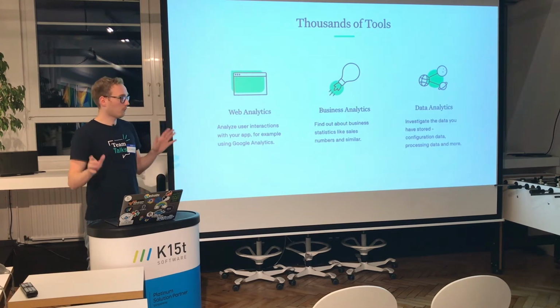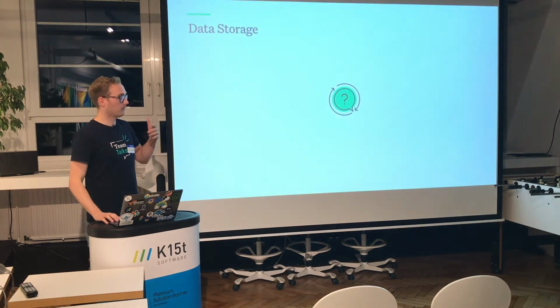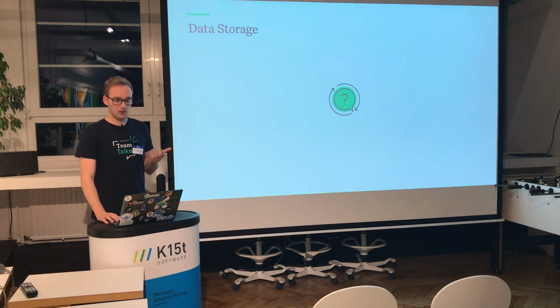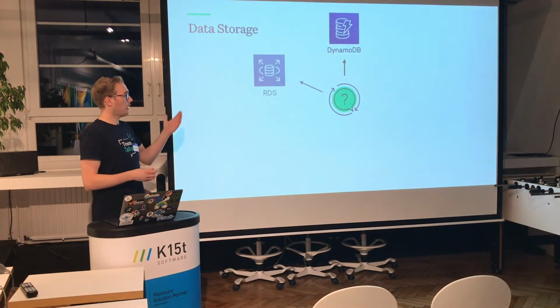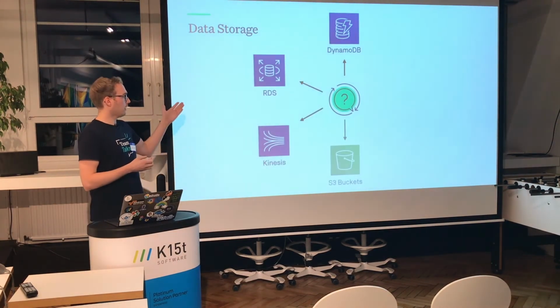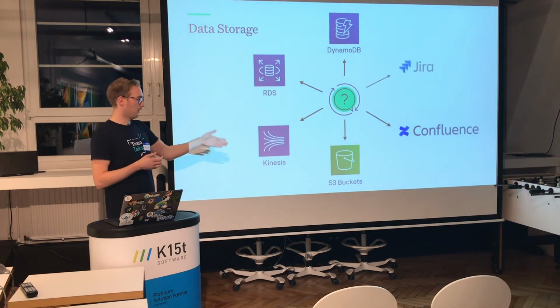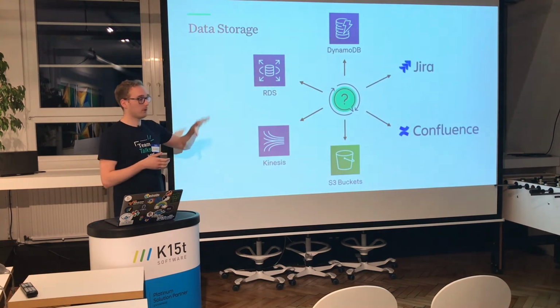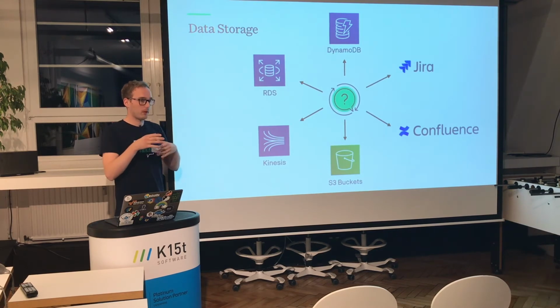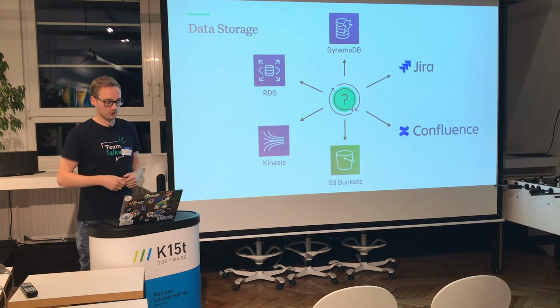And somewhere can mean that I have different data stores available. That could be, for example, a DynamoDB table, something on RDS, in Kinesis or S3 buckets, or maybe on some other systems where I store some data but which don't directly belong to my application or to my infrastructure.